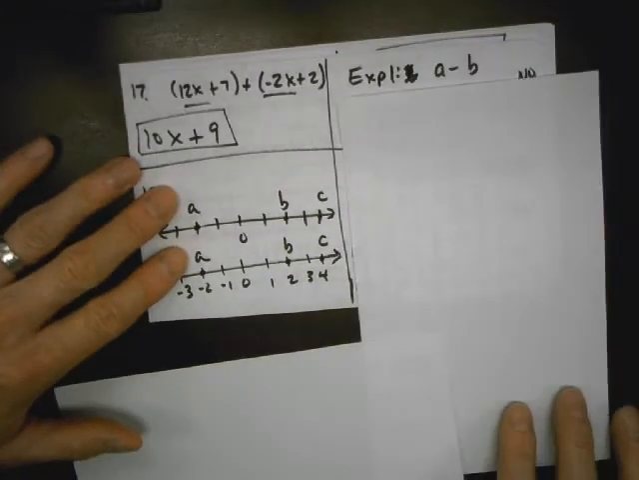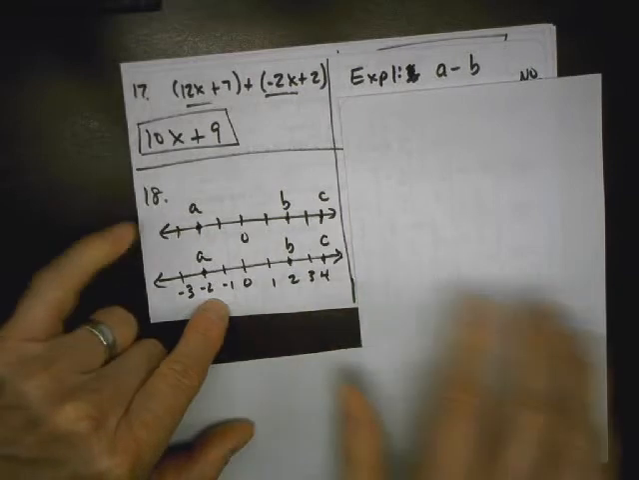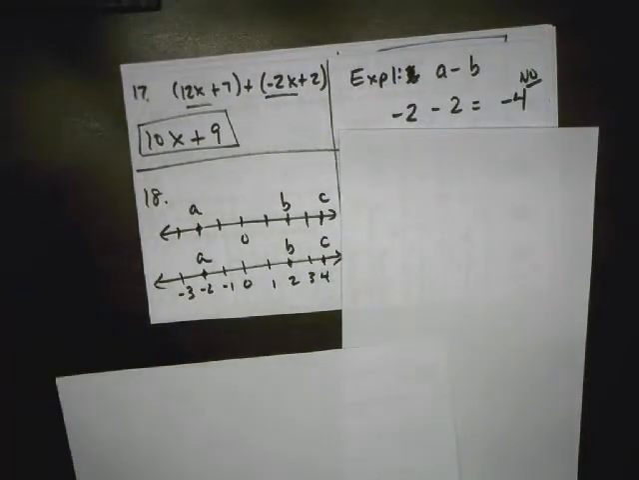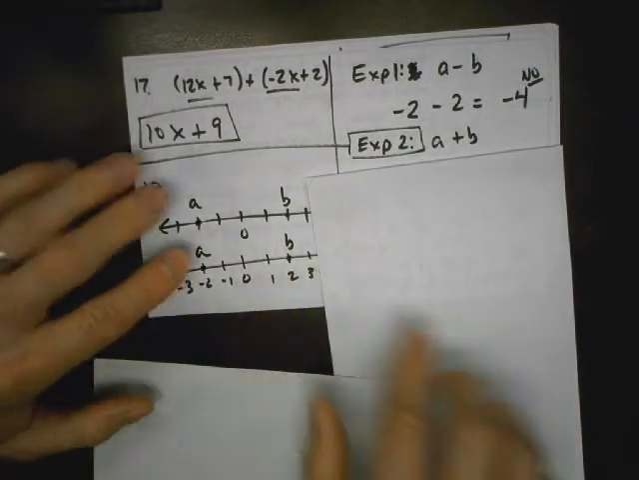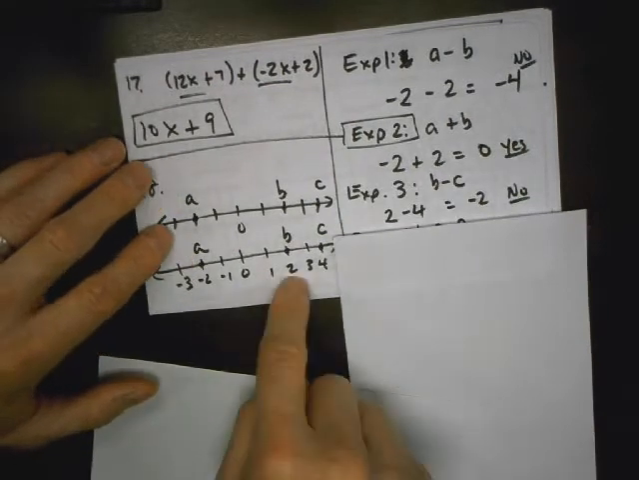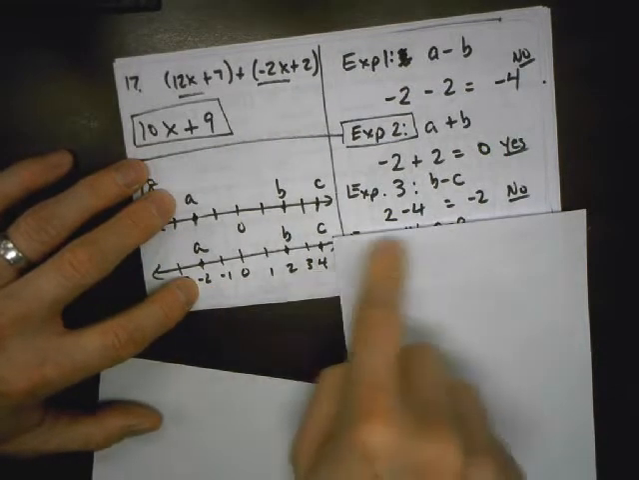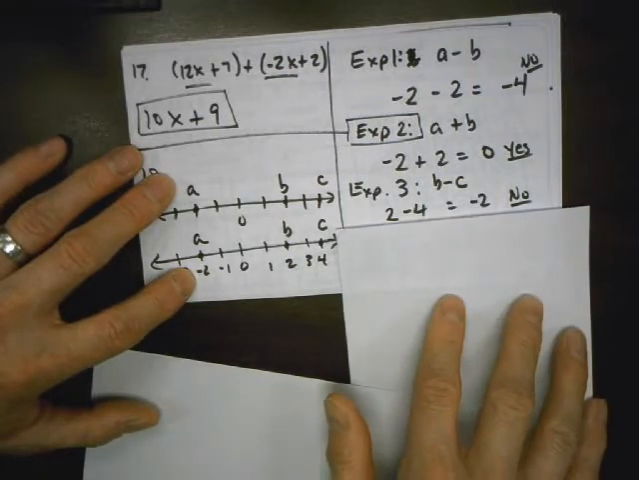Okay? So expression 1, a minus b. So if you go down here to the number line we made, a take away b, you got negative 2, take away positive 2, that's negative 4. And the question is asking us which ones equal 0. That doesn't equal 0. That equals negative 4. So check expression 2. A plus b. So if a is negative 2, b is positive 2. Yep, that equals 0. Expression 3. B take away c. Well, we assigned 2 for b and 4 for c. 2 take away 4. Rule for subtraction. Teams gives us negative 2. That doesn't equal 0. That doesn't work.